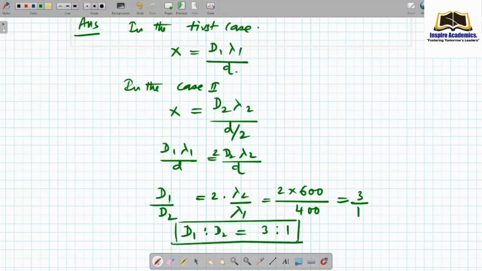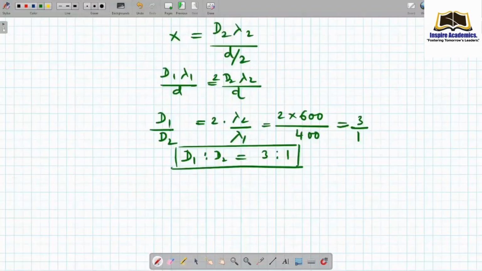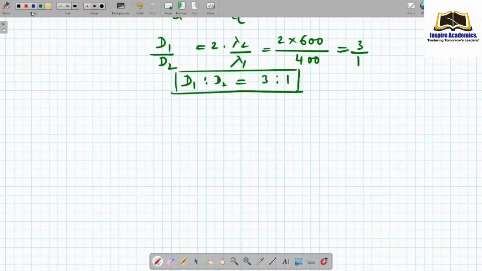So you should do similar problems at home. Is this clearly understood or not yet? Tell me. Let us do one more problem to support Young's slit experiment.